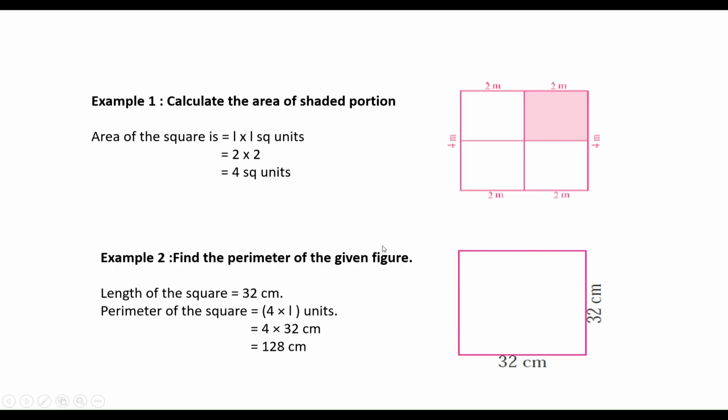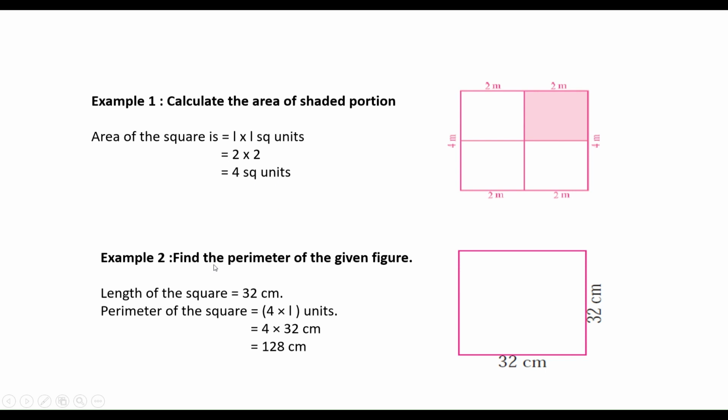Now let's solve some problems. Calculate the area of the shaded portion. See, this is the full figure, and only this portion has been shaded, and here it is written as 2 meters and here 4. We divide it into 2 here and 2 here. So what is the area of a square? Length into length square units. Here the length is 2 and on this side we also take 2. 2 twos are 4 square units.